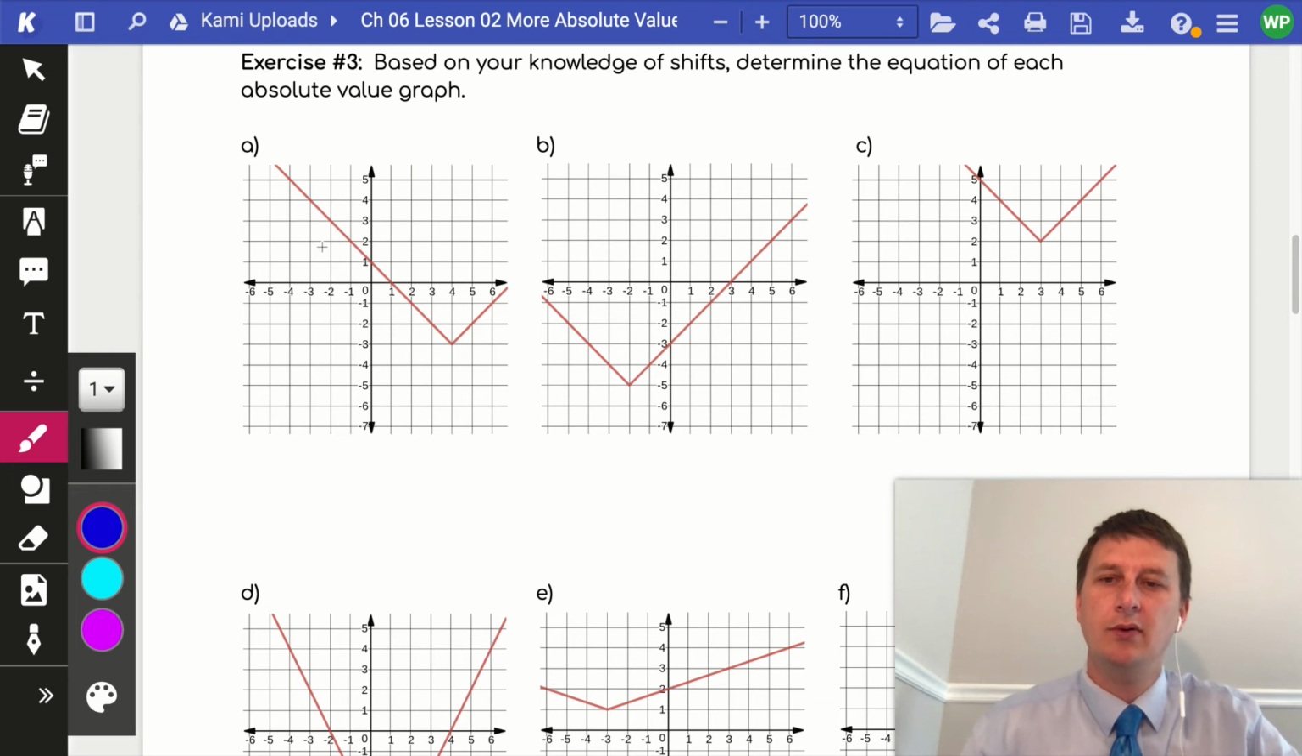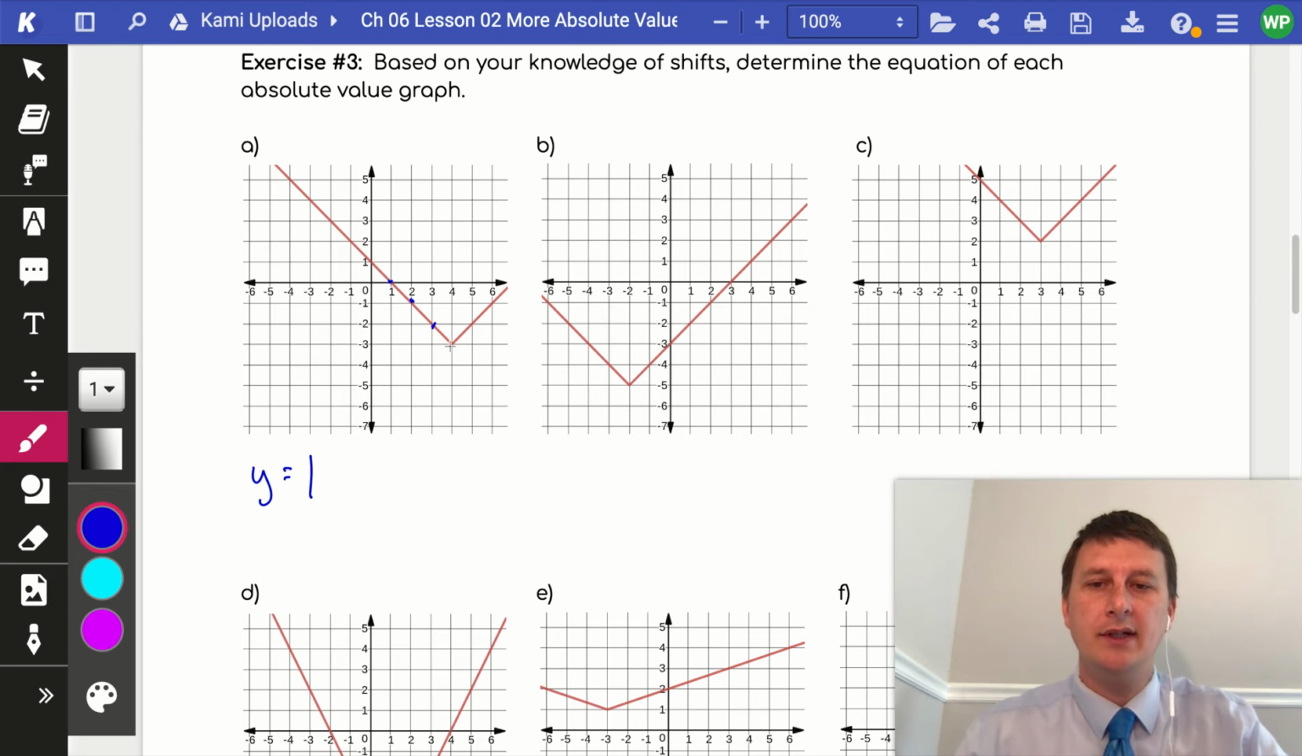Okay, so the first thing we want to look at is the slope of our line. And we hope that we see, yes, it's going up 1 over 1 from the vertex. So we're not going to be multiplying our absolute value by anything in this equation. Instead, we're just going to have y equals the absolute value of what?